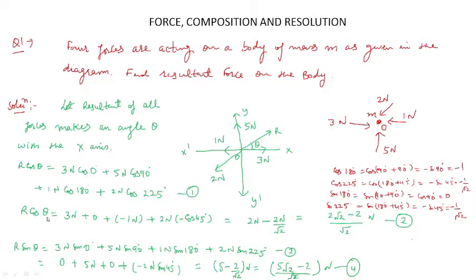Now cos 0 is 1, so it will be written as 3 N. Cos 90 is 0, so it will be 0. Cos 180, that is cos of 90 plus 90, is minus sin 90, so it will be minus 1. And cos 225 degree will be written as cos of 180 plus 45 degree. Cos of 180 plus theta is minus cos theta, so it will be minus cos 45 degree. So we can write the value of R cos theta as equal to 2 N minus 2 N upon root 2 because cos 45 is equal to 1 upon root 2. Let us say it is equation number 2.